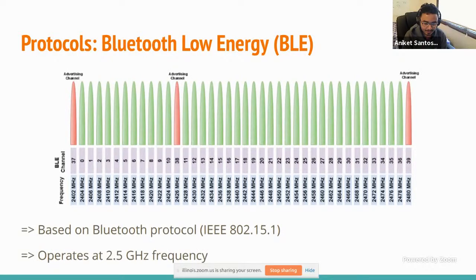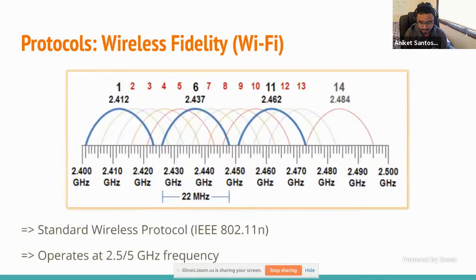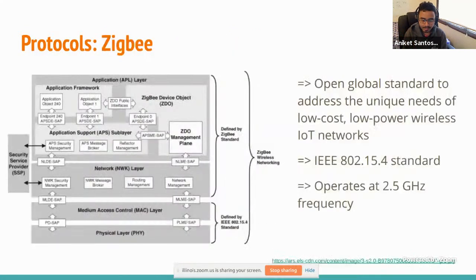Yeah, sure. So the next protocol which IoT devices usually use is the Zigbee protocol. And it sort of adds to the questions which you asked me. It is a global standard to address the unique needs for low cost and low power wireless IoT networks. Wi-Fi, which I talked about, was not made for IoT devices, but was used for wireless communication between our laptops and smartphones and stuff like that. So we cannot use this protocol directly to achieve communication between two IoT devices. That's the reason Zigbee and BLE were developed, so that we can achieve such low power transmissions.